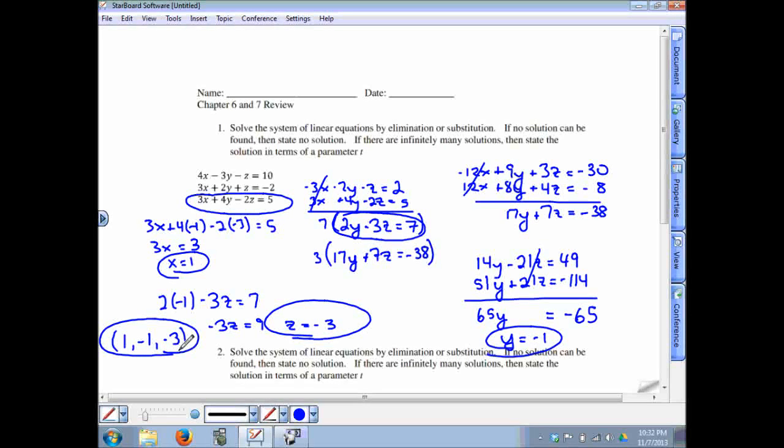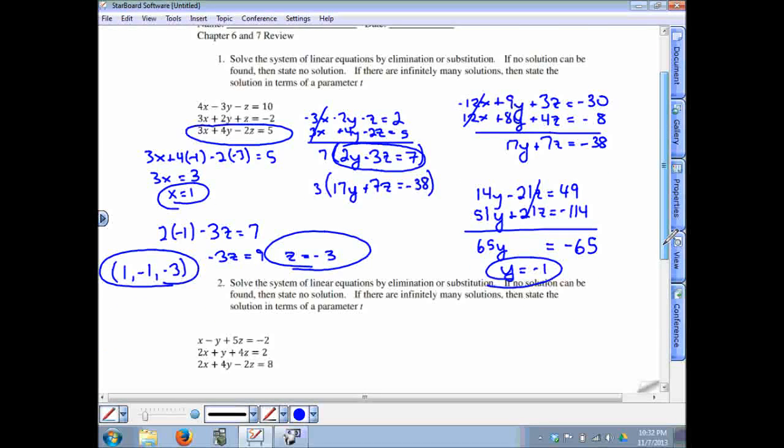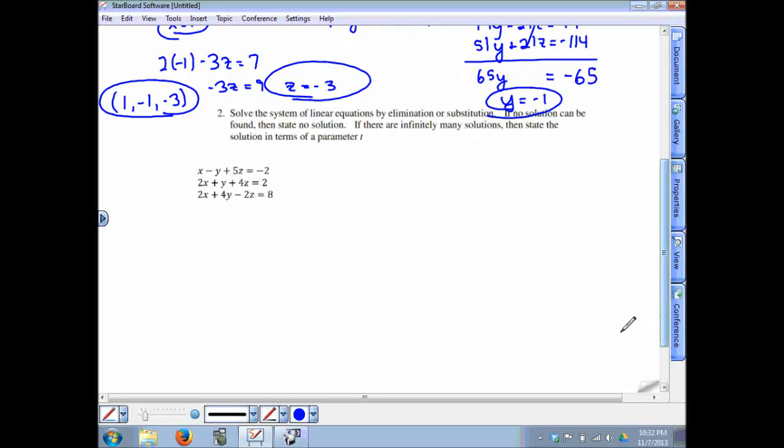Alright, question 2. Same type of thing as a system of equations, 3 variables, 3 equations. So we approach it the same way. Notice right off the bat, right here we have a negative y and a positive y, so adding equation 1 to equation 2 would result in 3x, y's cancel, 5z plus 4z is 9z, negative 2 plus 2 is equal to 0.